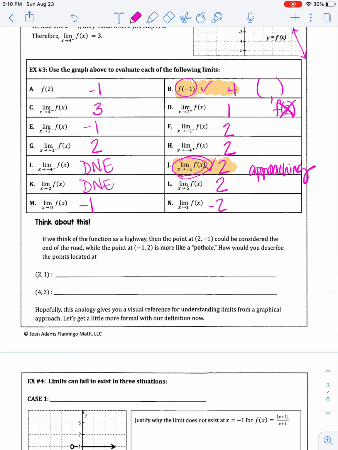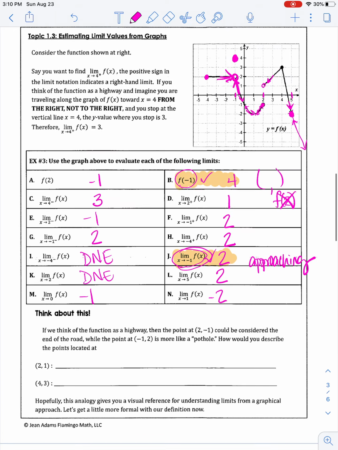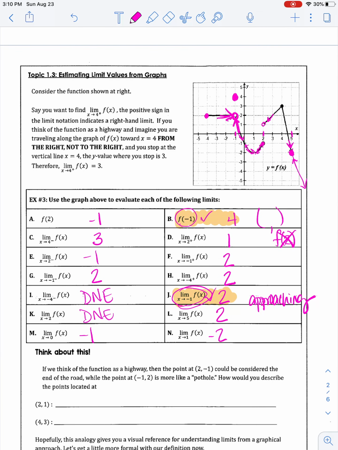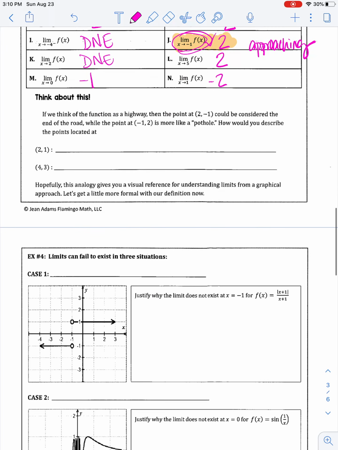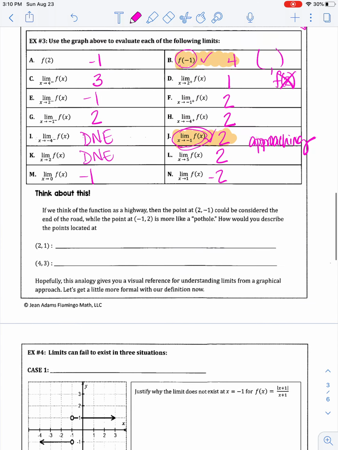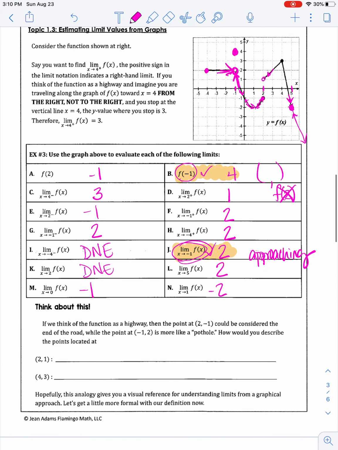Okay, think about this. If we think of the function as a highway, then the point 2, -1 could be considered the end of the road, while the point at -1, 2 is more like a pothole. How could you describe the points located at 2, 1?